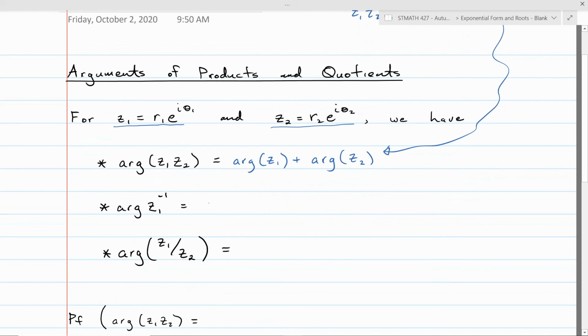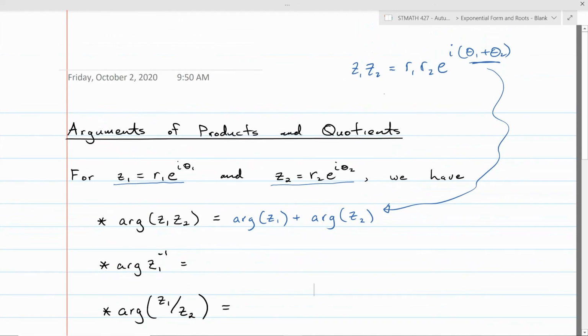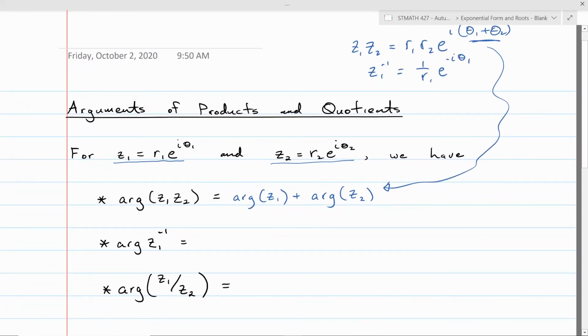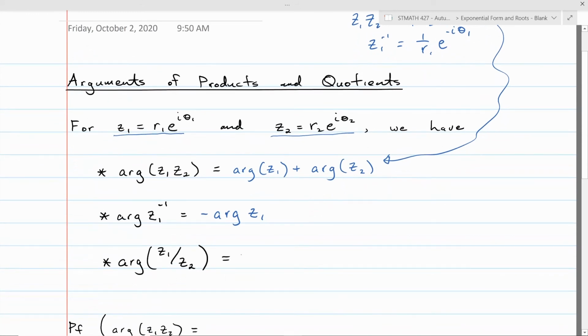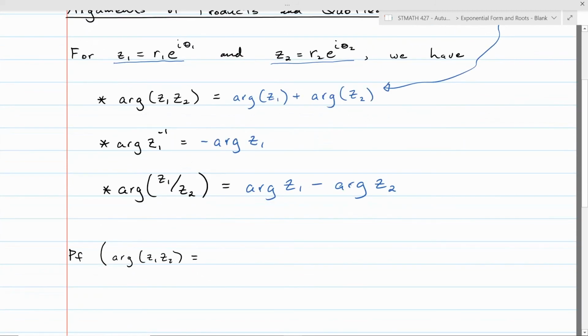In a similar fashion, for the arg of z1 inverse, remember z1 inverse would be 1 over r1, and then you'd have e to the negative i theta 1. So when you invert a complex number, it just negates the argument. So this is going to end up being negative arg z1. And then for the quotient, it's essentially put together the first observation and the second observation, and you'd get arg z1 minus arg z2.